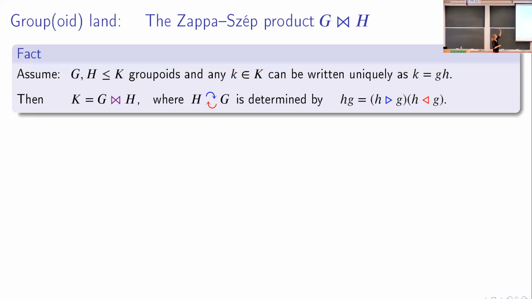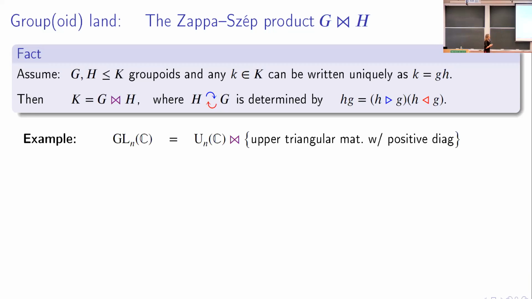Okay, so this is the fact just repeated. And an example of this that you might have seen at some point would be the invertible matrices of size n by n, which is the same as the Zappa-Szép product of the unitaries and the upper triangular matrices with positive diagonal. So just as an example.